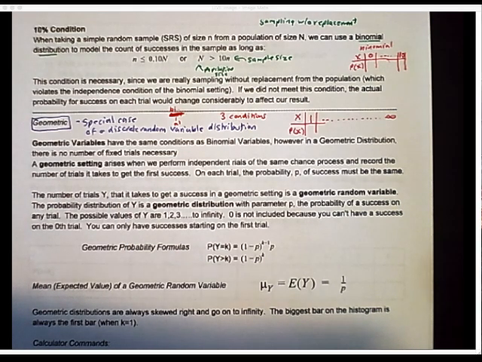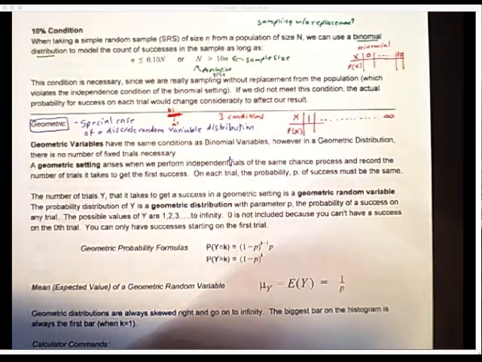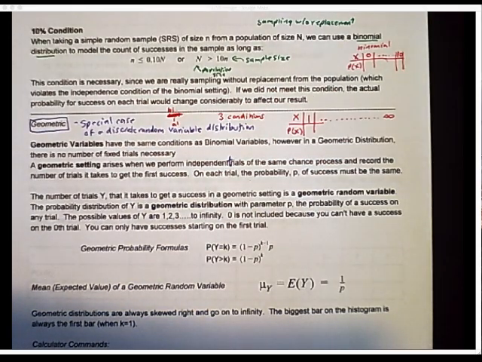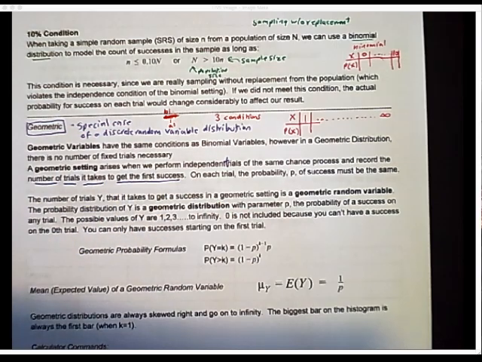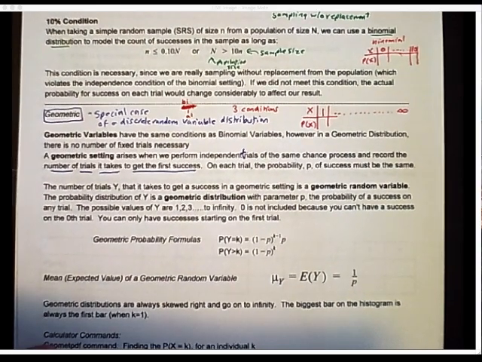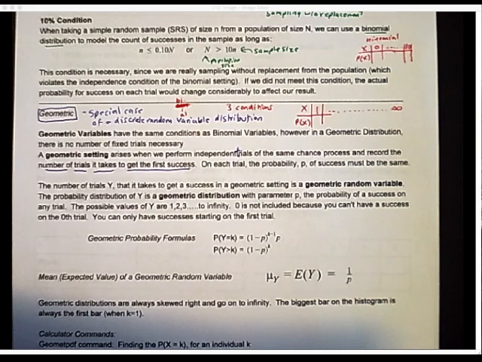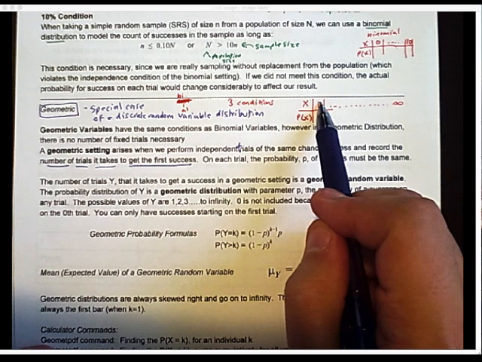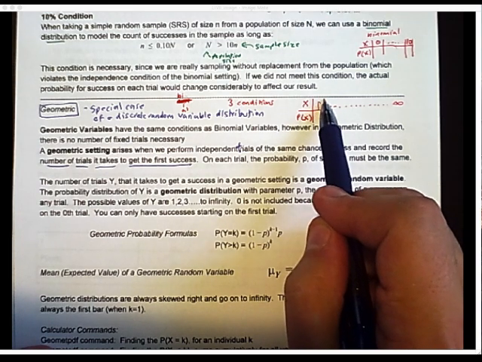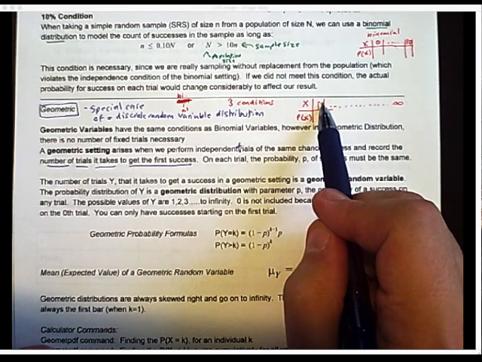It works a little differently though. I'll talk about why it's called the geometric distribution in a second, but it says a geometric setting arises when we perform independent trials of the same chance process and record the number of trials it takes to get the first success. So when we start this, you can't start on a 0th trial. You have to start on the first trial. So if you get a success on the first trial, you're done.